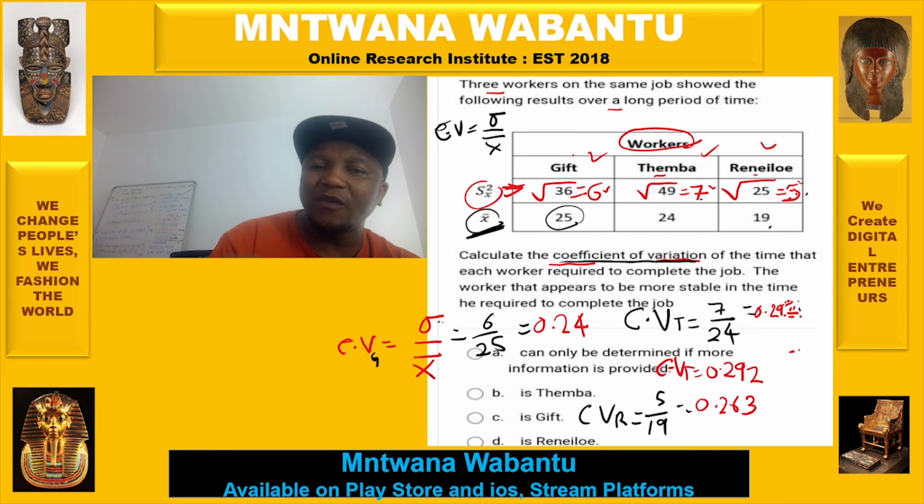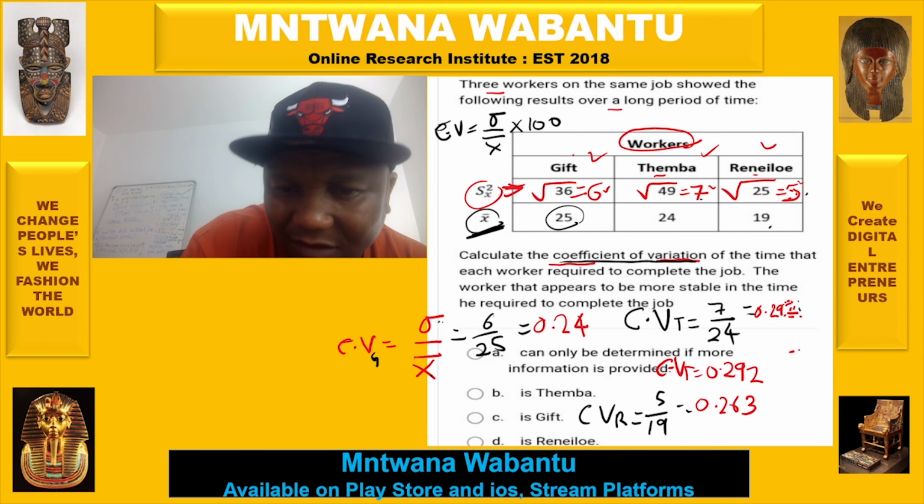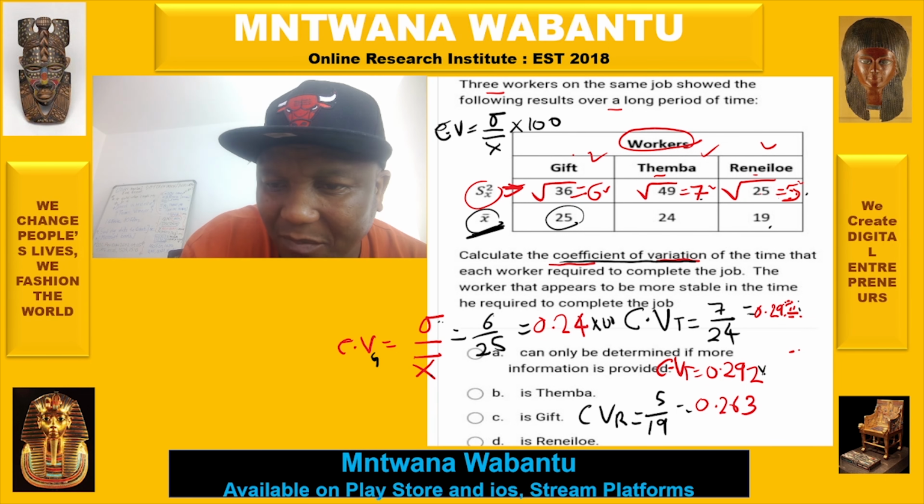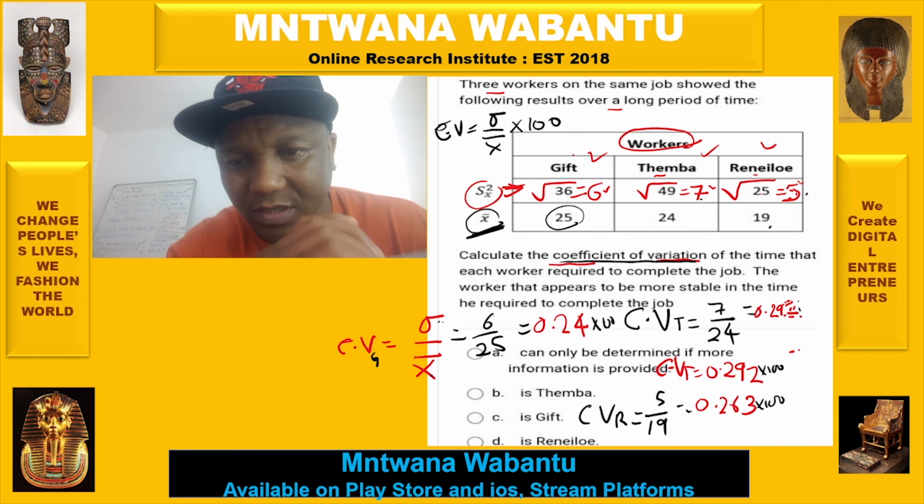0.263. But hey, if you want to get the coefficient of variation, you must multiply each one by 100%. Even this one here, you must multiply by 100, and this one multiply by 100. But what you're going to do now, if you come to the question here, let's pay attention to the question.